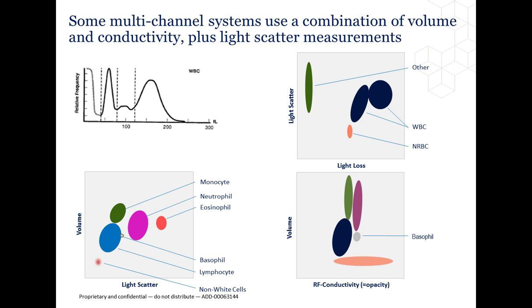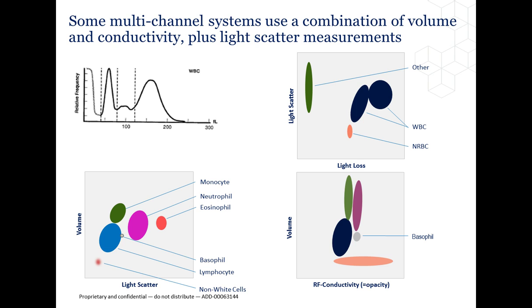In this instance, you see the upper left histogram indicates the WBC is determined by impedance measurement. The lower left scatter plot uses an interval angle 1 light scatter and volume to identify neutrophils, lymphocytes, monocytes, eosinophils, and basophils. The lower right scatter plot uses opacity or radio frequency and volume to complementary identify basophils. Even though they were seen in the scatter plot to the left, they're further verified with the scatter plot on the right.